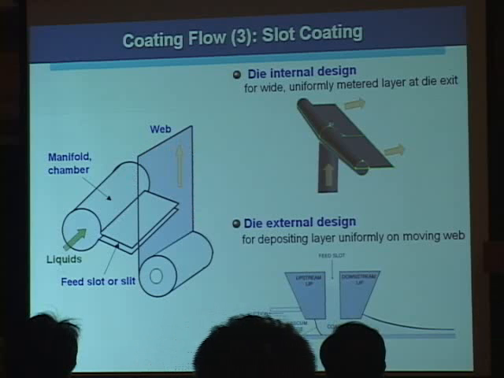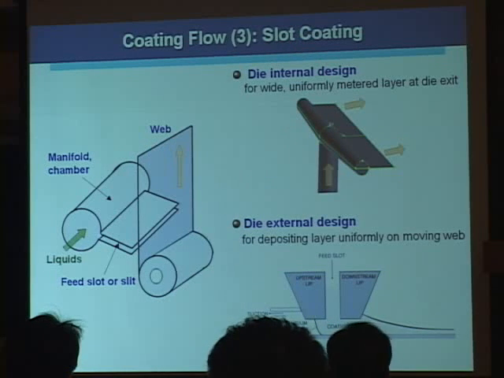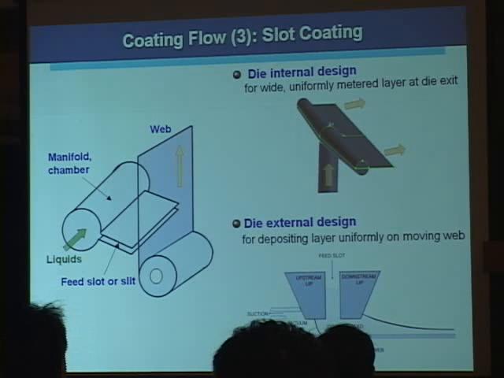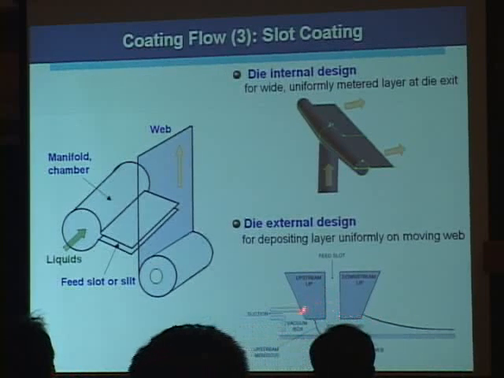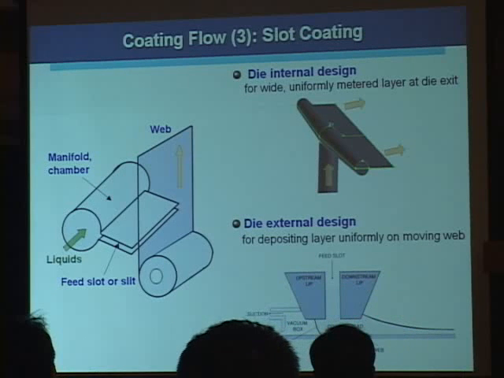So we have focused on two research issues in this system. The one is optimal die internal design, and the other is optimal die external design. The first is to optimally design the internal die in order to produce uniform distribution of coating liquids at the die exit. And the second is to optimally design die lips near the coating bead region for uniform coating on the web.